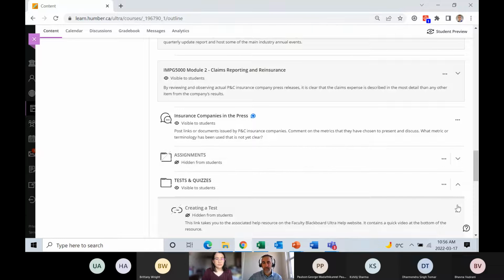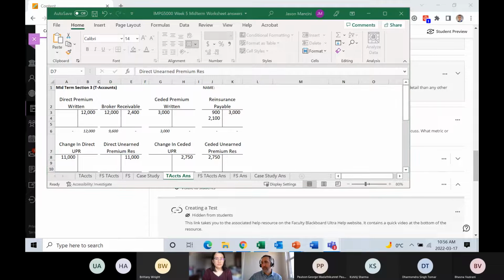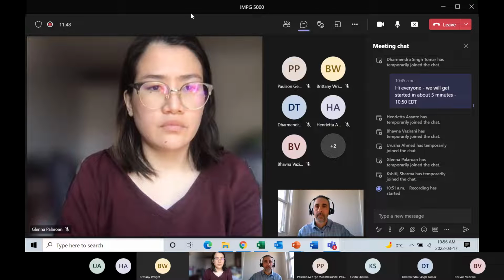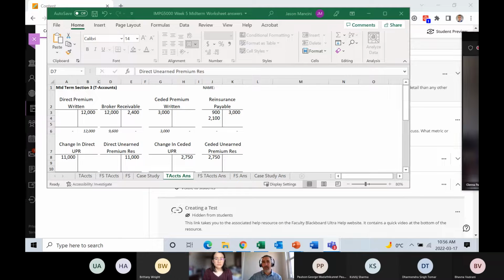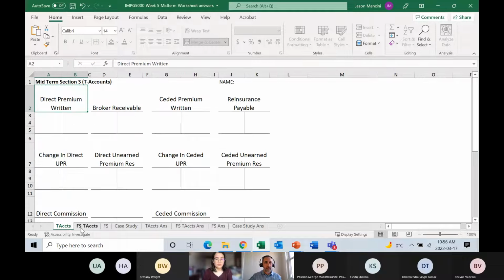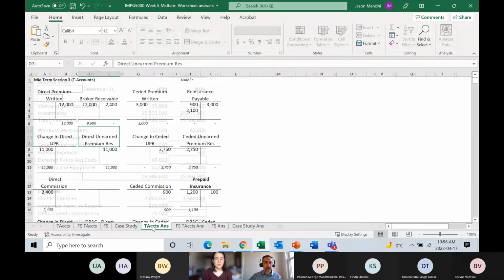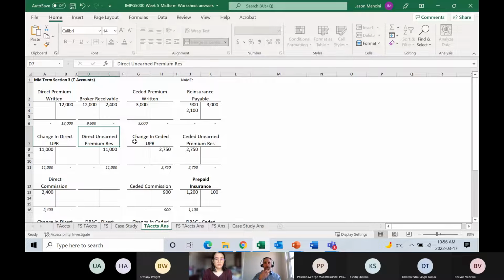Okay, so here is what the worksheet looks like for the midterm answers. So the first few worksheets are designed. This is the blank templates, all in one worksheet. And then the ones that are suffixed here with A and S, that's answers.